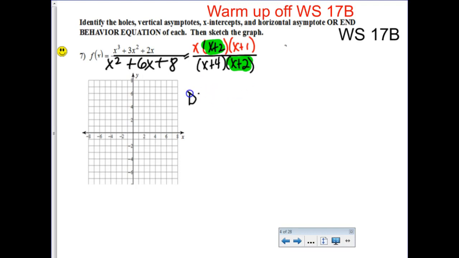So first question they have for you, though, before you go and cross this off, domain interruptions. That would be your denominator equal to 0, because anything that gives you a divide by 0 is a domain interruption. So whether it's a hole or a vertical asymptote, it doesn't matter. So for our domain problems, x can't be -2 and x can't be -4.